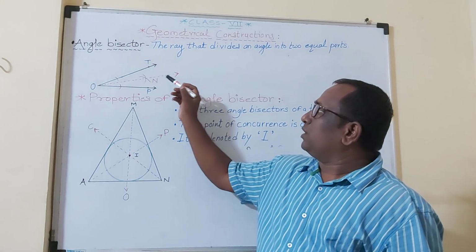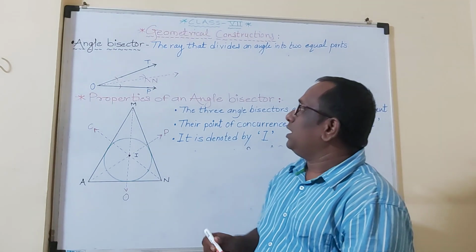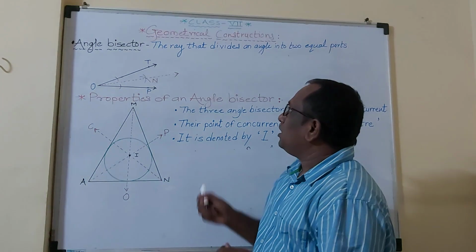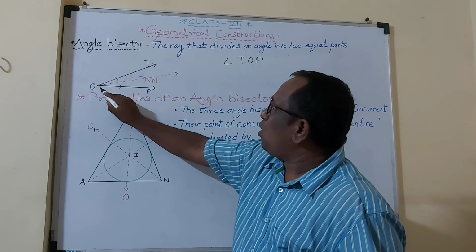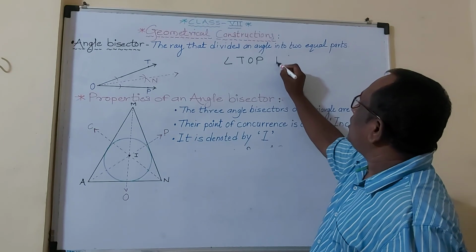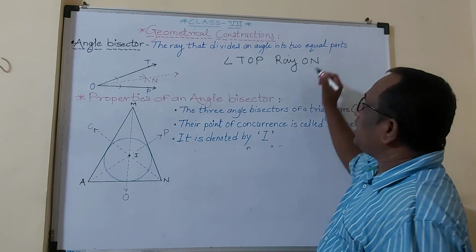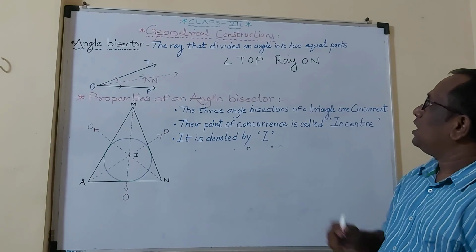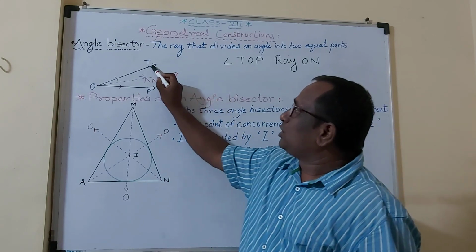Now see in this figure, I draw angle TOP. In this angle TOP, the angle bisector is ON. Now see, angle TOP and the ray ON here we draw, that is the angle bisector of the angle TOP. So ray ON is an angle bisector of angle TOP. Now see students, due to this ray ON, this angle is divided into two equal parts.